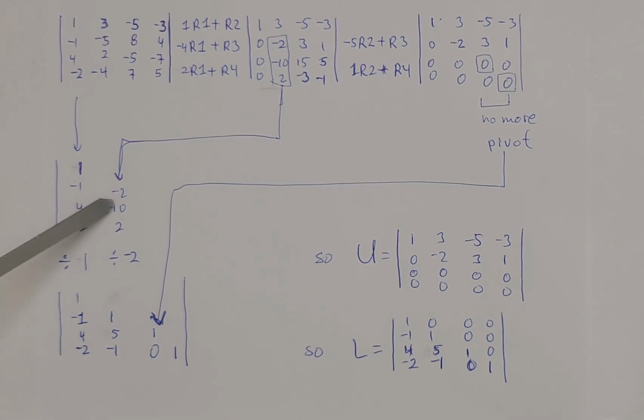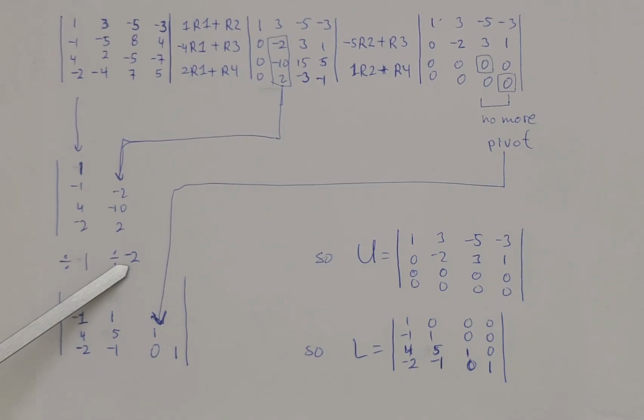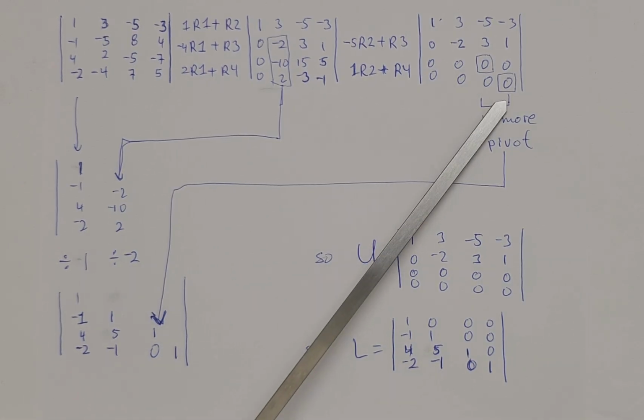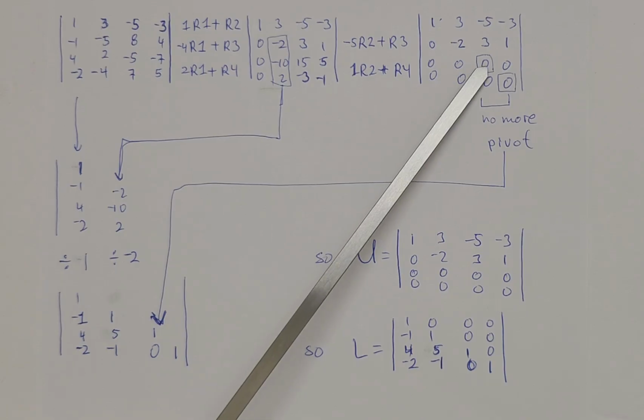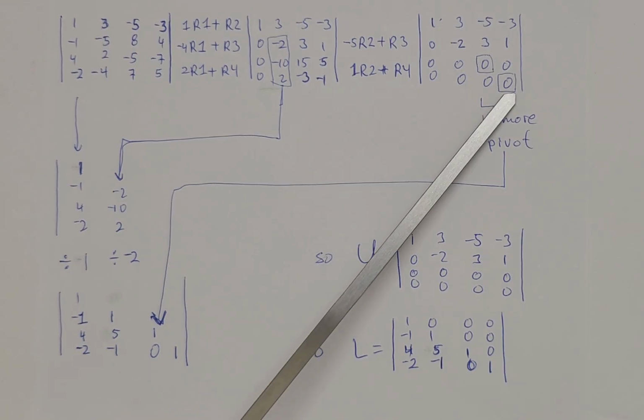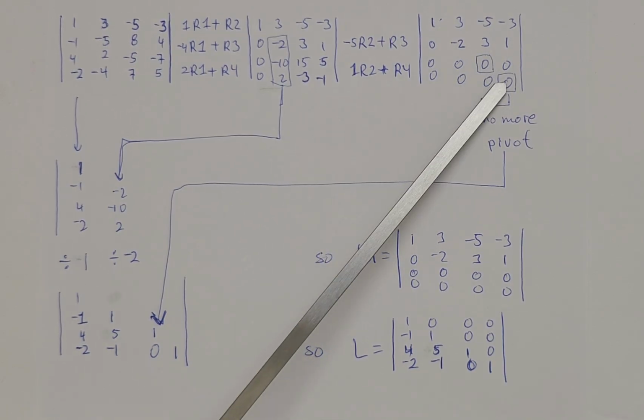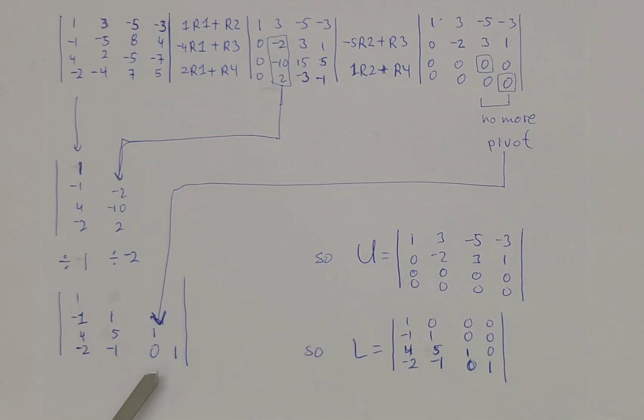Okay, we want this right here to be positive 1, so divide by negative 2. Negative 2 divided by negative 2, positive 1. Negative 10 divided by negative 2, positive 5. 2 divided by negative 2 gives me negative 1. And here there's nothing to do because this is a 0, which is considered free space, so we'll just write 1, 1.